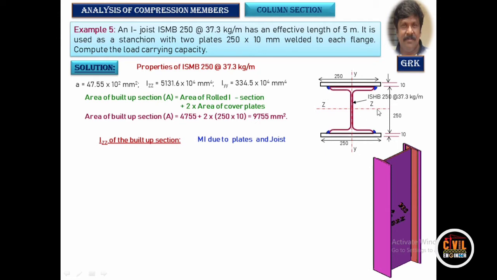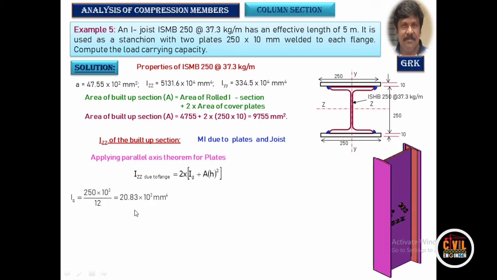Moment of inertia about the ZZ axis: for the plates we have to apply the parallel axis theorem, where the moment of inertia of this section should be transferred onto the built up section. So we are going to apply this formula, Ig plus AH square. Ig is the moment of inertia of this plate about its own axis, that is b d cube by 12. A is the area of this plate. H is the distance between this plate and the centroidal axis of the built up section.